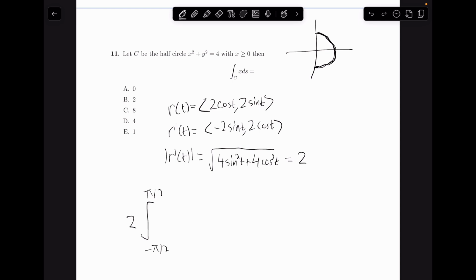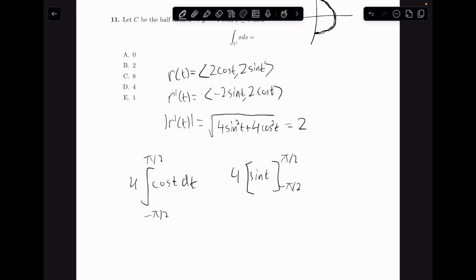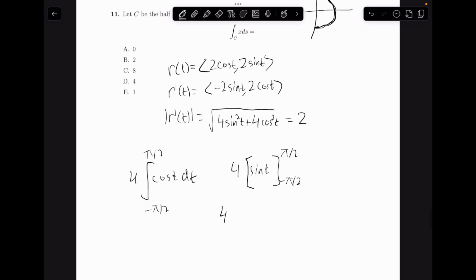So we are integrating x ds, so we know x is 2 cosine t. Let's plug that in. I'm going to take out the 4 and just integrate cosine t dt. That's going to be 4 sine t from pi over 2 to negative pi over 2. And we know pi over 2 and negative pi over 2 give 1 and negative 1 for sine respectively. So we're going to get 4 times 1 minus a negative 1, or plus 1, which is just answer 8, which is C. Cool. And we're done.